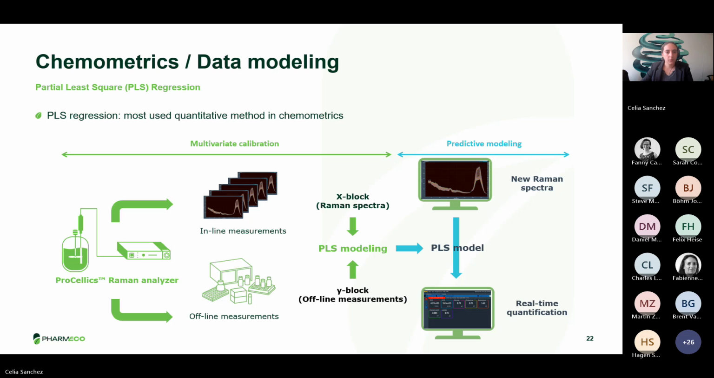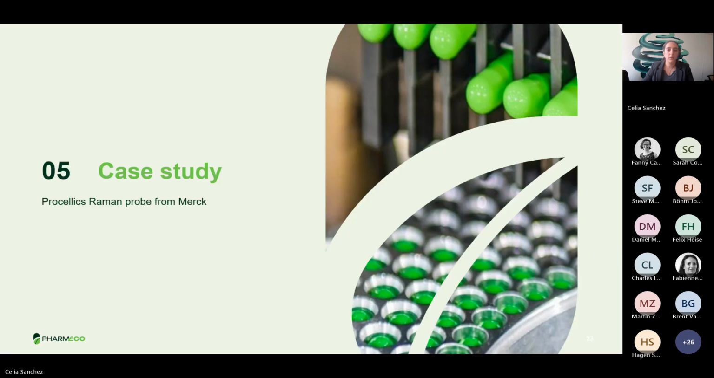Then there is the monitoring phase. Once the model is built, what we only have to do is collect the spectra, and then through the software, the spectra go through the model, and we are capable to have a real-time quantitation of what is in our media. So here, these were the different tools that we use.